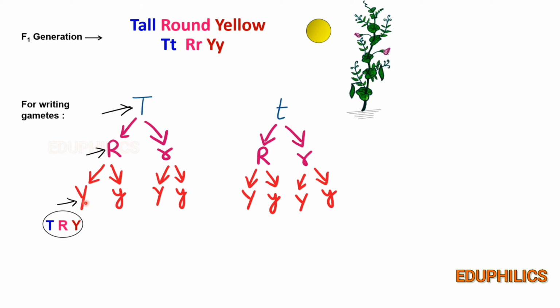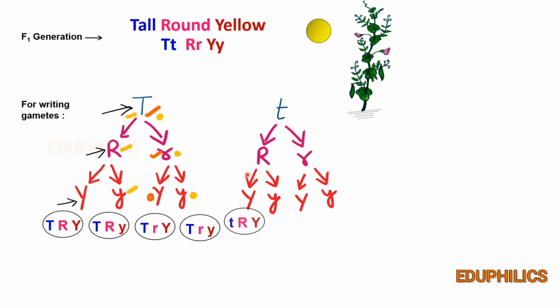Write capital T, capital R and capital Y in one gamete. So this type of gamete may form, or a gamete may carry capital T, capital R and small y, or a gamete with capital T, small r and capital Y may form, or capital T, small r and small y. Small t, capital R and capital Y gamete may form. Small t, capital R, small y gamete. Small t, small r, capital Y. And small t, small r, small y.